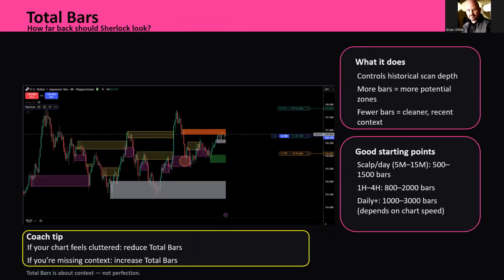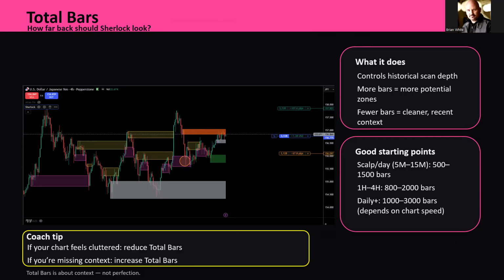So again, I put something down there in yellow for you. Total bars is simply this: how far back do you want to take Sherlock to search? You don't want an infinite number. It doesn't do you any good. You really want relatively recent cues on that. So more bars gives you more history, obviously, but that can also mean more clutter. So fewer bars keep things clean and recent.